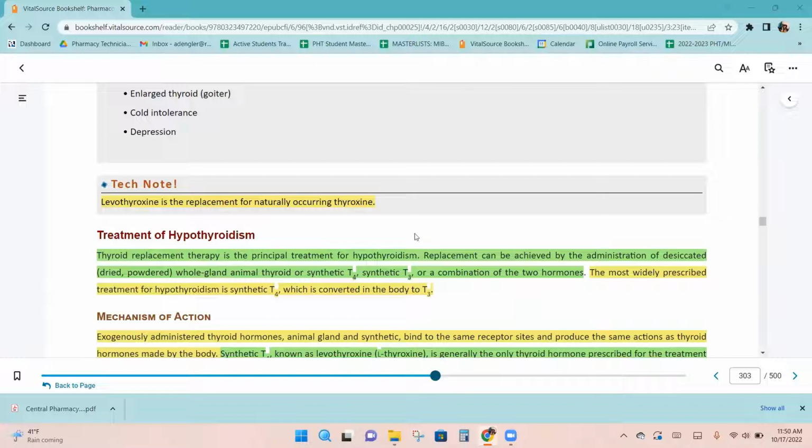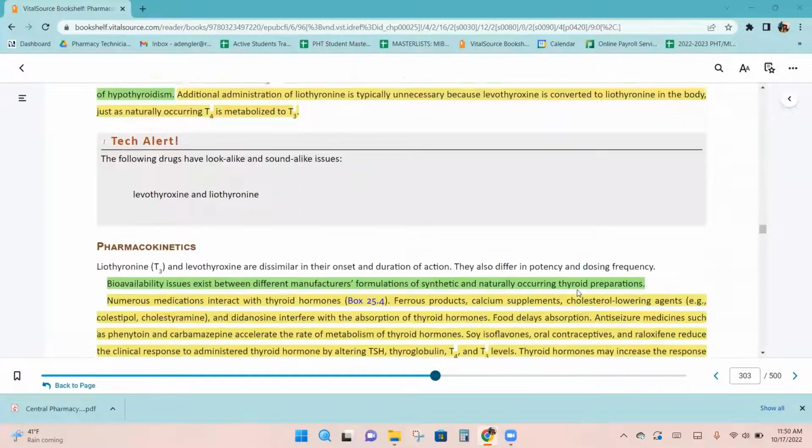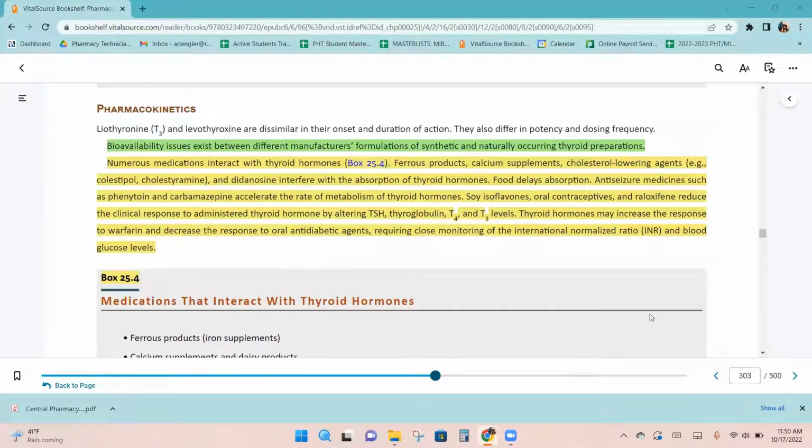Thyroid replacement therapy is the principal treatment for hypothyroidism. Replacement can be achieved by the administration of desiccated whole gland animal thyroid or synthetic T4, synthetic T3, or a combination of the two hormones. The most widely prescribed treatment for hypothyroidism is synthetic T4, which is converted in the body to T3. Bioavailability issues exist between different manufacturers' formulations of synthetic and naturally occurring thyroid preparations.